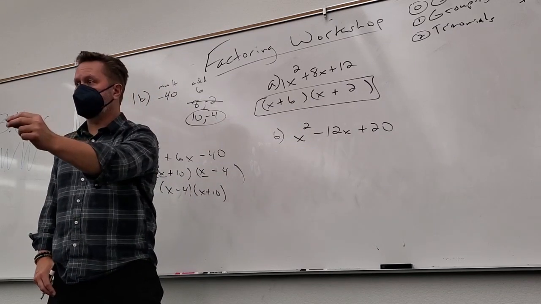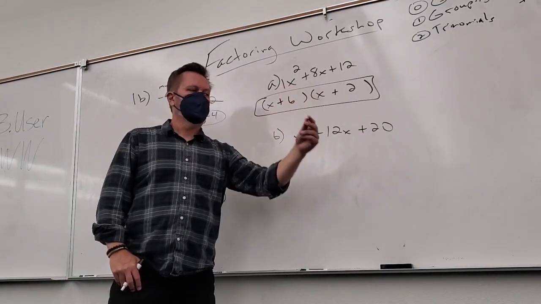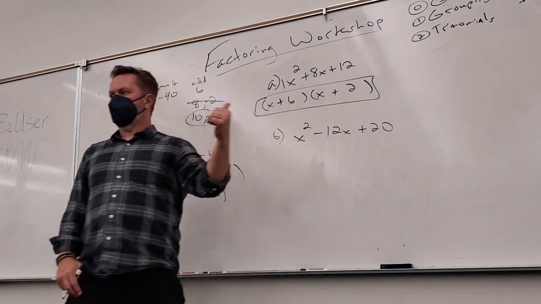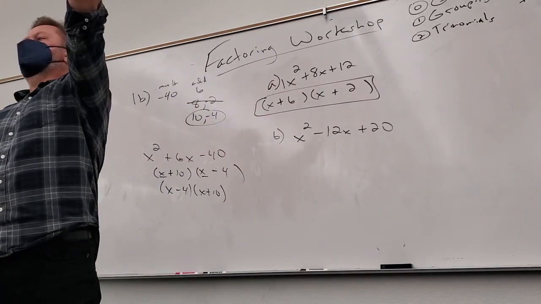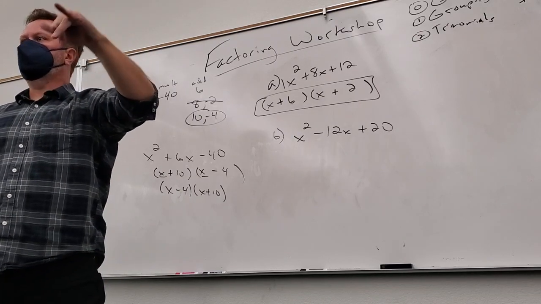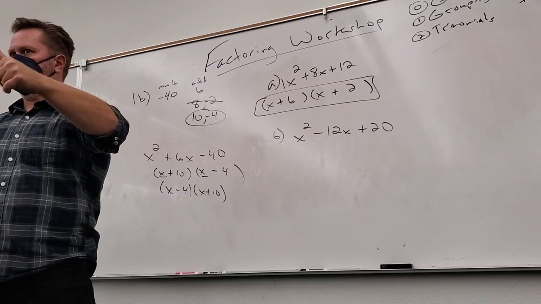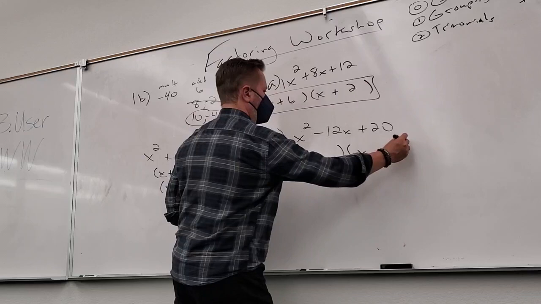Because they have to add to be a negative. I know they have to be the same sign, so they multiply to be positive. They both have to be negative so that you get the middle term. Okay. So again, I can write my x and my x, and I'm totally focused on the numbers.